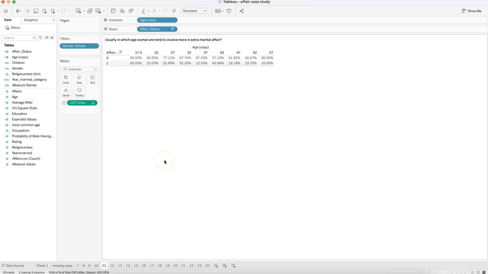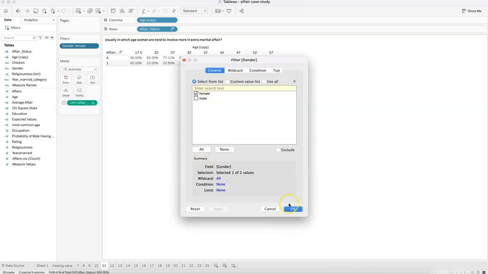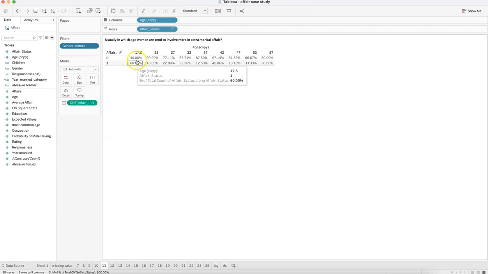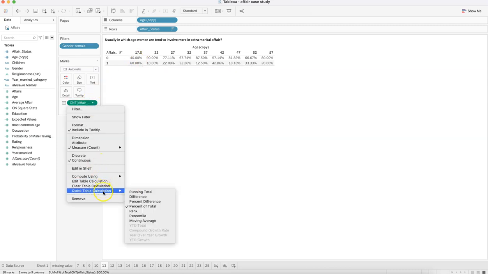After that, question number 11 is, usually in which age women tend to involve more in extramarital affair. So for this we have taken the age at the top, affair status 0 and 1, and count of affair status over here, and we have taken the filter as female, right? So you can bring the gender over here and select female, which will be something like this, that you check the female, and over here when you bring the count of affair and the percentage, again quick table calculation, percentage to total, right?